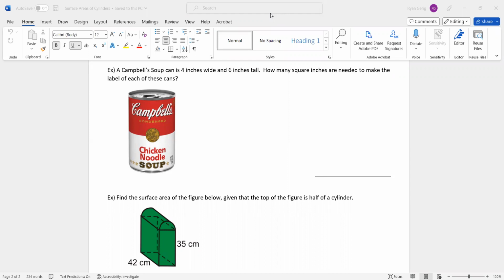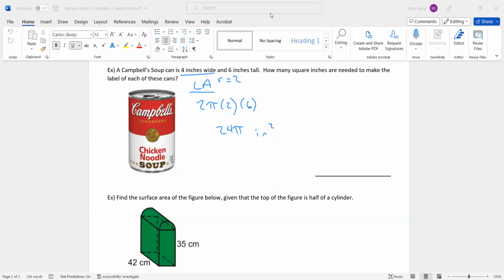So what am I really asking you to find here? Hopefully you catch on that this is actually the lateral area. There's nothing covering the bases. So there's no bases being found in the surface area, meaning this is the lateral area. So 2 pi, the radius is 4 inches wide, so the radius is 2, because the 4 inches wide is all the way across, so that's the diameter. 6 inches tall, that is the height. So 2 times 2 is 4, 4 times 6 is 24 pi, and that would be inches squared.